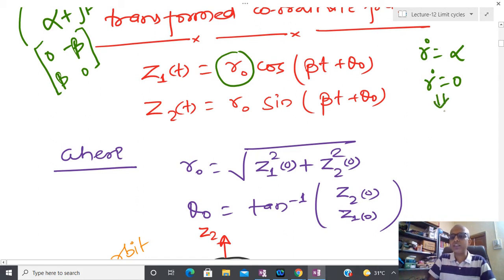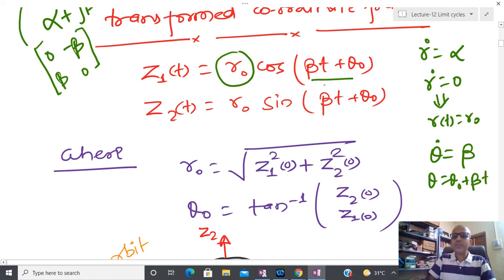So the solution is r(t) equal to r0, and due to that reason this quantity comes into the picture. After that cos theta, and we found that theta dot is nothing but beta, so the solution is theta 0 plus beta t, and due to that reason this term comes into the picture. Similarly, z2 I can define as r sin theta, where theta is theta 0 plus beta t. Does anyone have confusion till now?